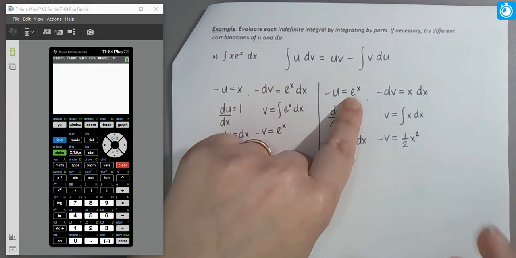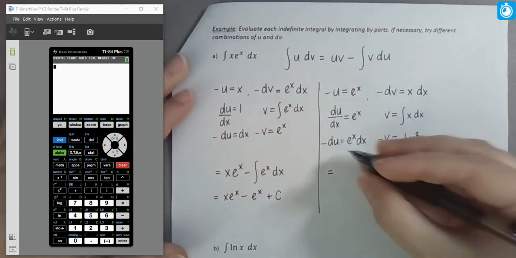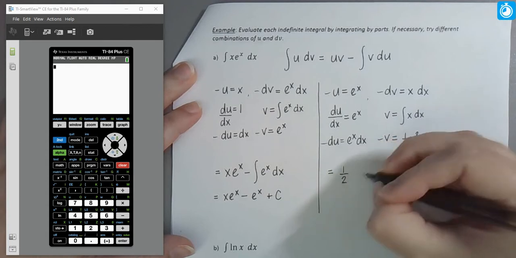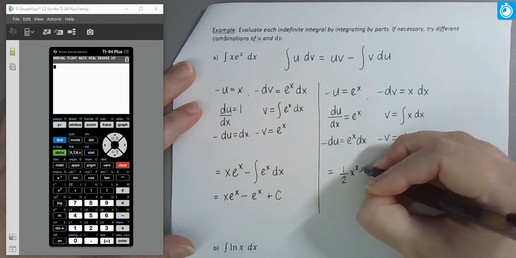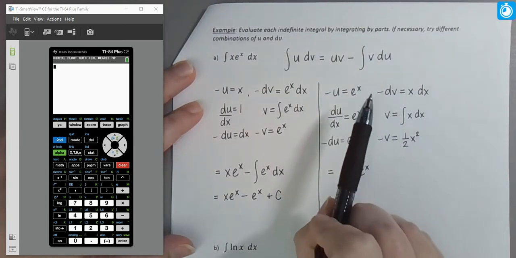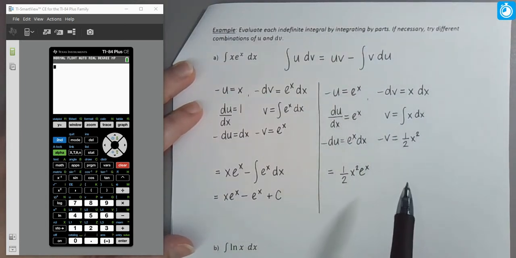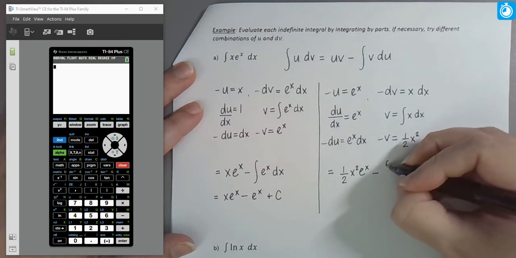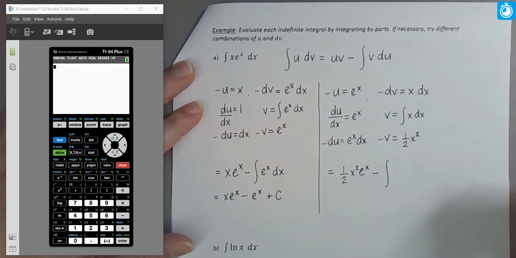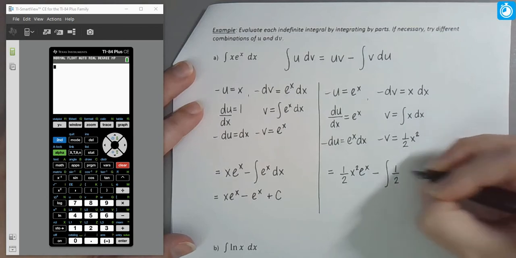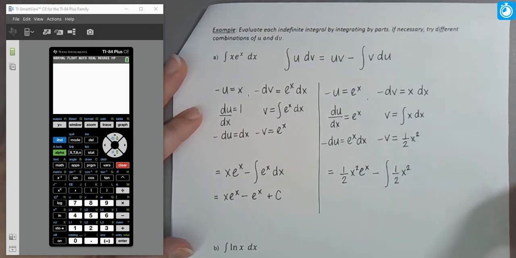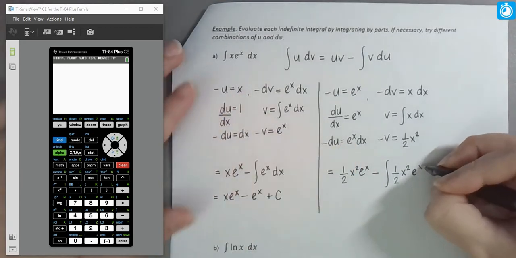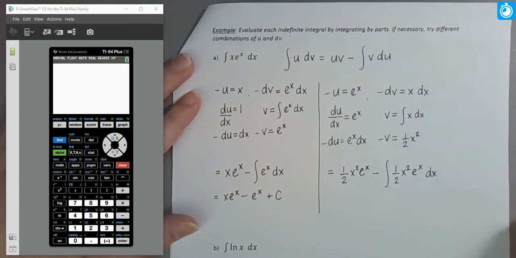So here's our u, and here's our v. So going ahead and rewriting them in a slightly different order, we'll say 1/2 x squared times e to the x. That's the standard order if we've got something that's exponential plus a constant plus something that's polynomial. So constant, polynomial, and then exponential. So uv, just rearranged a little bit, minus v du. So v is going to be 1/2 x squared, and then du is going to be e to the x times dx.